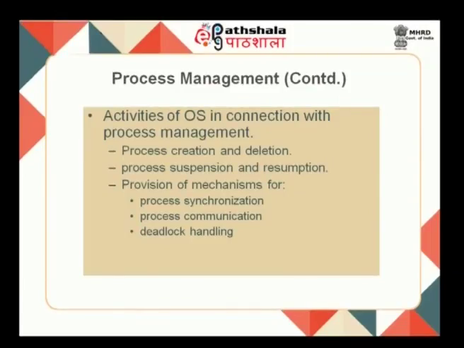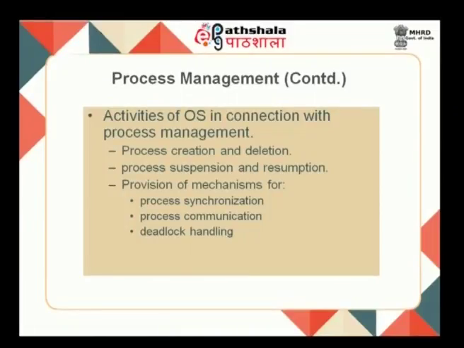And then you have process synchronization. Say you have multiple processes that are going to use a common shared resource, for example a simple variable that is being shared between multiple processes. Then there needs to be some synchronization between the processes that are going to access this common shared resource. This is done by the operating system.